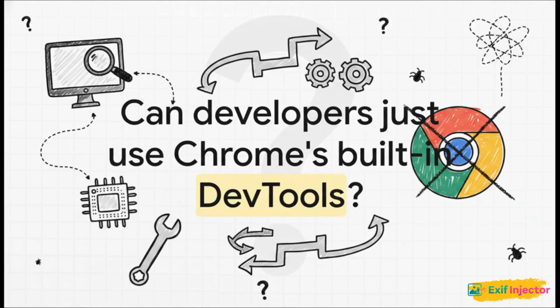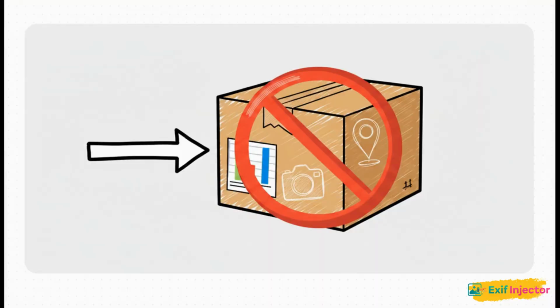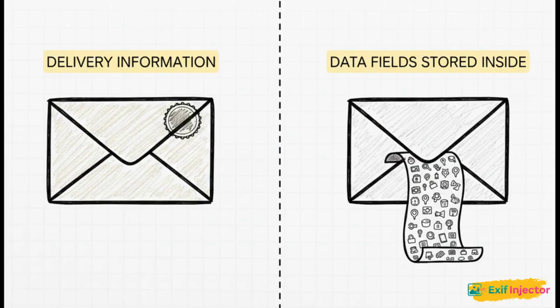But wait, what about developers? Can't they just use the built-in DevTools for this kind of thing? Well, the short answer is no. DevTools sees the file itself, but not the important data inside it. Yeah, it reads the network request, not the hundreds of data fields stored inside the file.